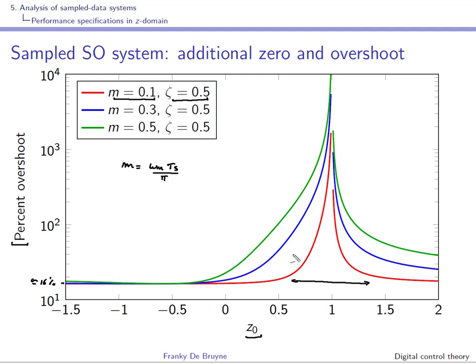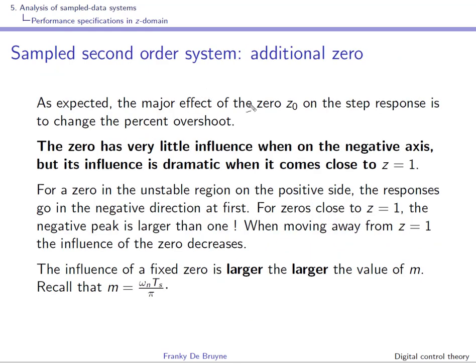We observe also that the effects of the zero on the percentage overshoot increase when m is increasing, or equivalently when Ts is increasing, and this you can observe over here. As expected, the major effect of the zero z0 on the step response is to change the percentage overshoot. When the zero is on the negative axis, it has very little influence, but its influence can be dramatic when z0 approaches z equal to 1.